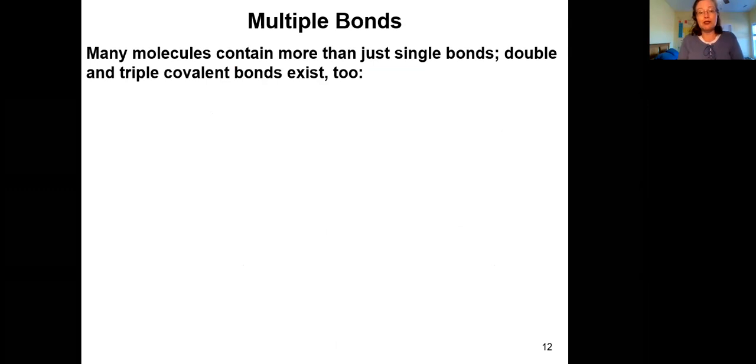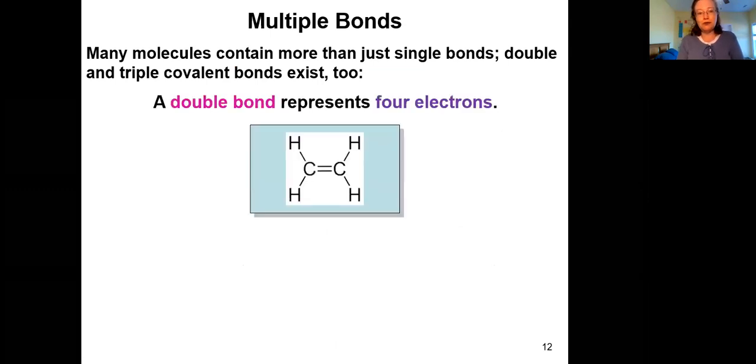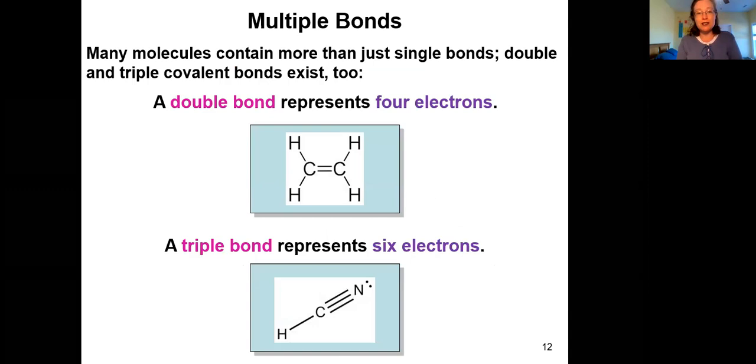Many molecules contain more than just single bonds. Double bonds and triple covalent bonds exist too. A double bond represents 4 electrons. So we start with a single line, that's 2 electrons, and then we double it up. We add a second line, that's an extra 2 electrons. A triple bond represents 6 electrons, 2 + 2 + 2. We have a total of 6.